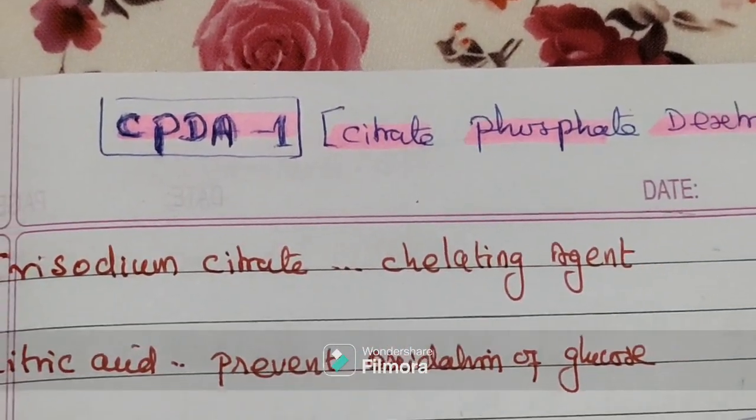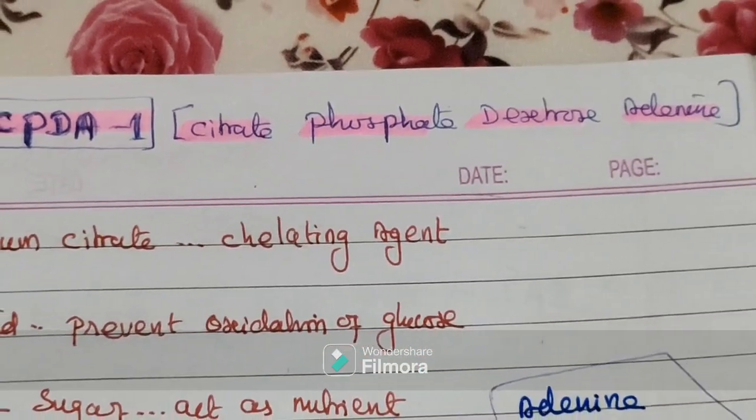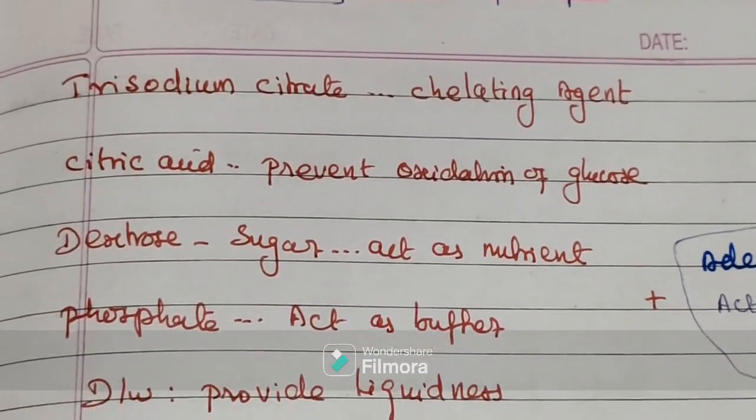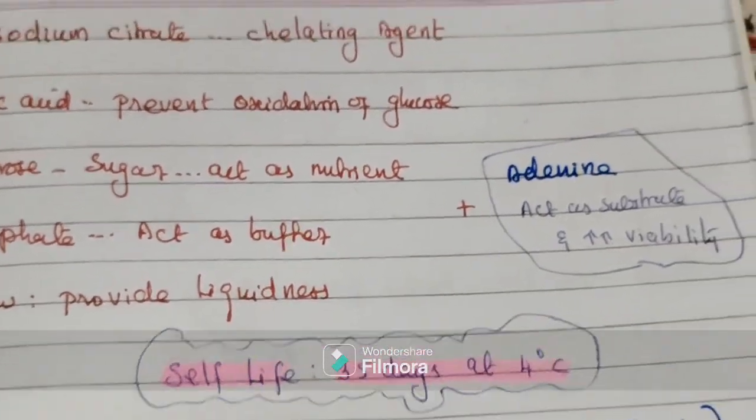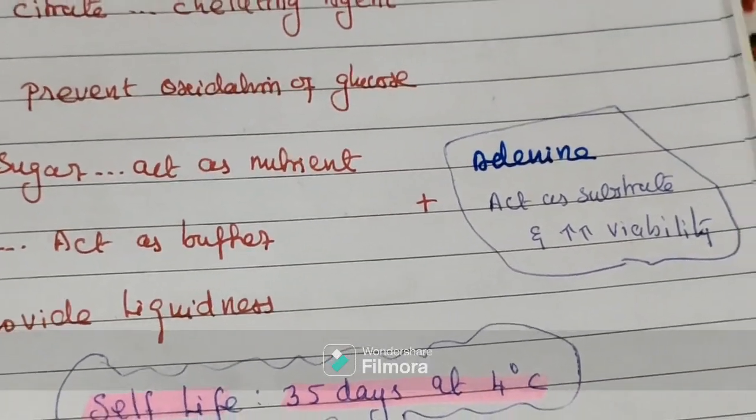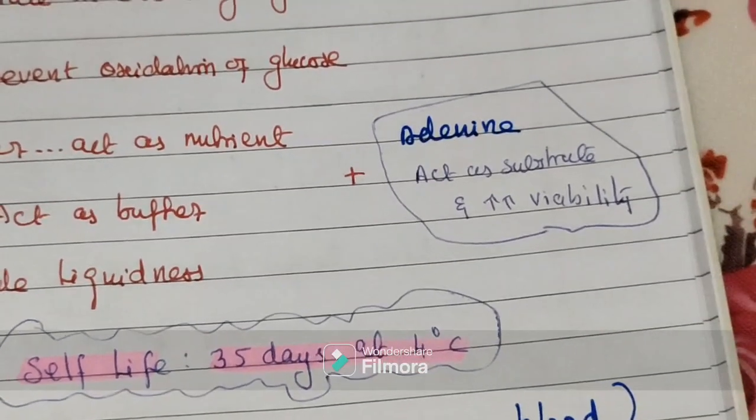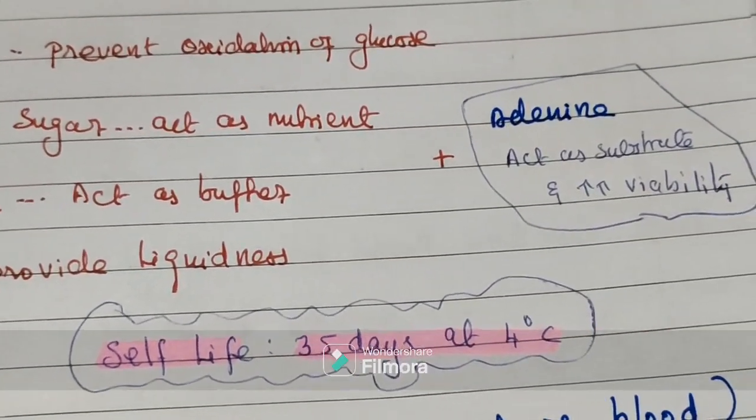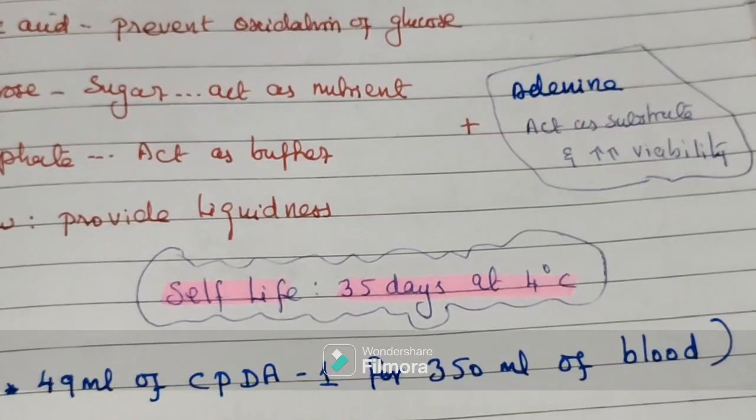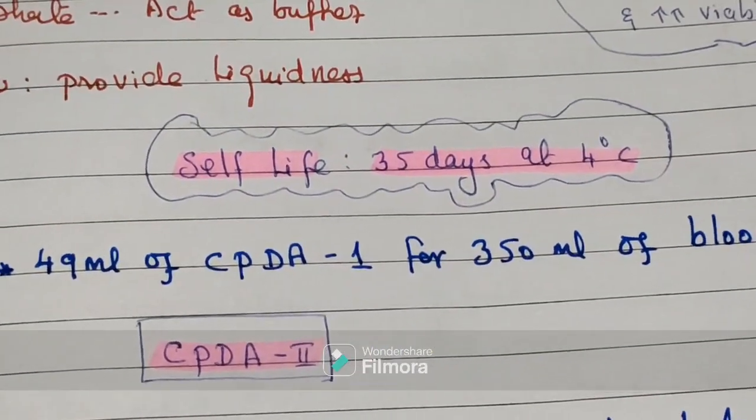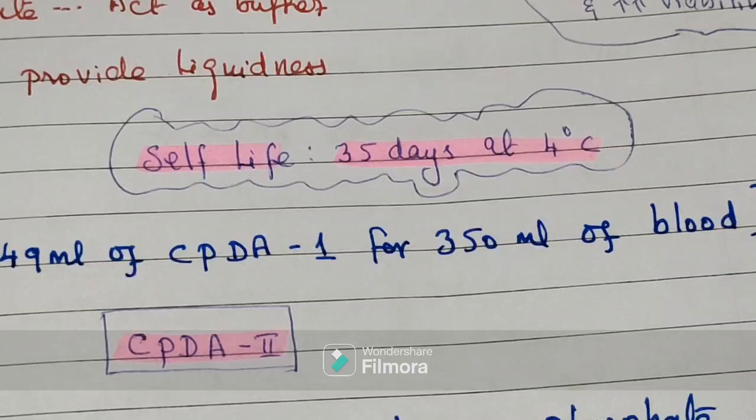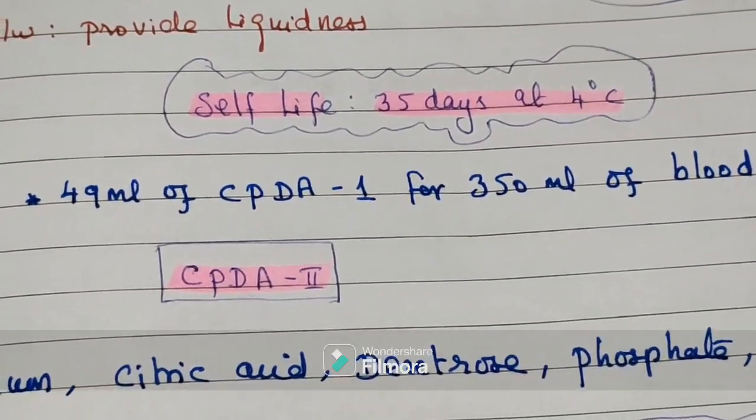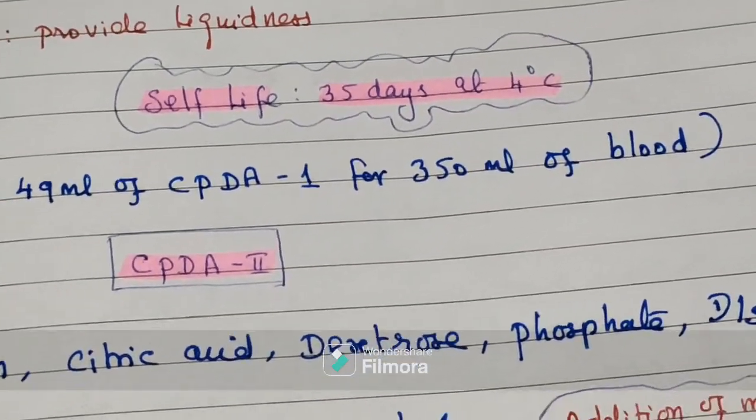Next one is CPDA1, citrate phosphate dextrose adenine 1. Here we have trisodium citrate, citric acid, dextrose sugar, phosphate and distilled water, along with adenine. Adenine acts as a substrate and increases the viability of RBC. The lifetime of CPDA1 is 35 days at 4 degrees Celsius, using 49 ml of CPDA1 for 350 ml of blood.